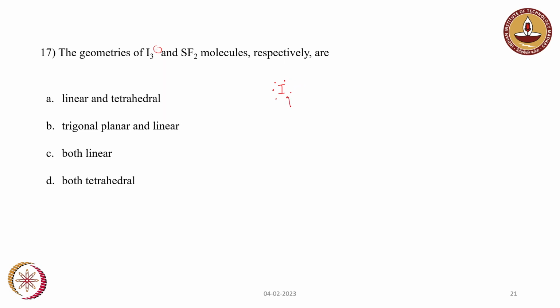And two iodines are bonded to the central atom. So one I and the second. So this one has 2 lone pairs and 2 bond pairs. Steric number is 2 bp plus 2 lp, that is 4. So with 4, the geometry will be tetrahedral. So we'll have a tetrahedral for this one.